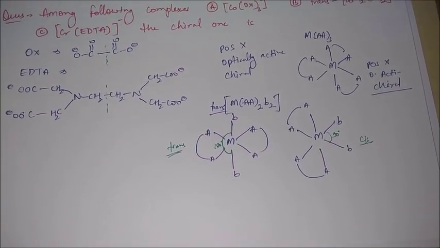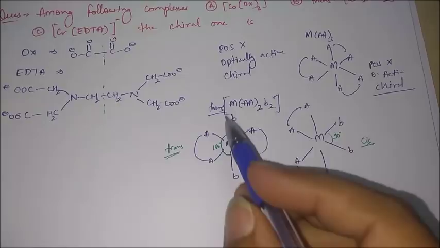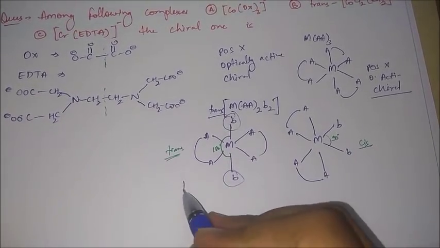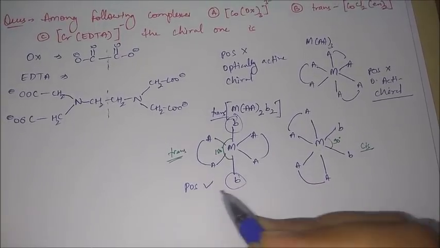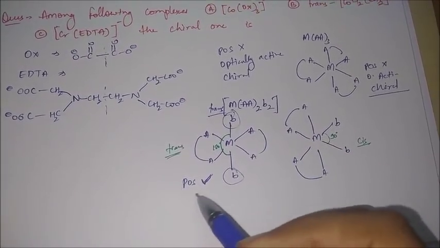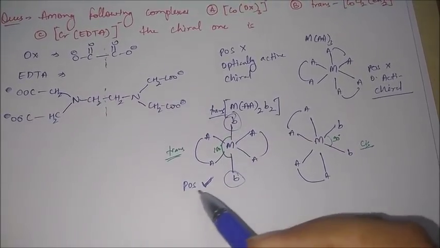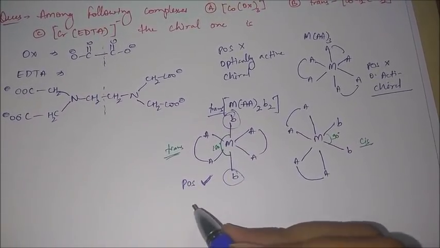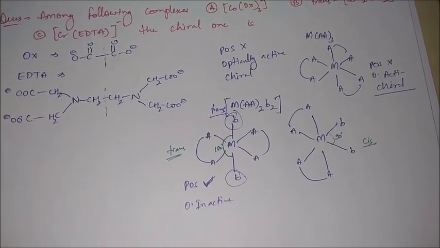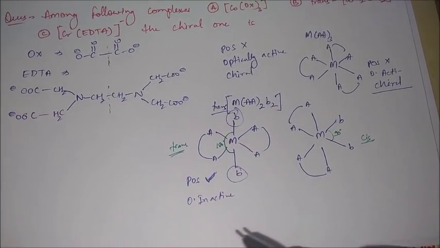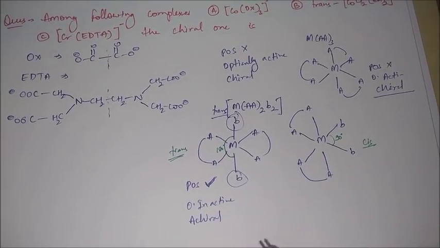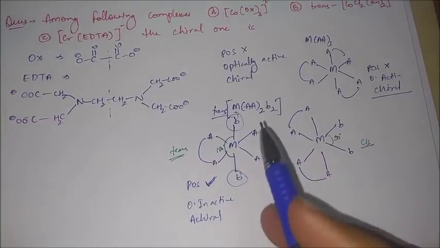Now this is of the kind that I have told you, that if on the axial line you have similar ligands, that means it possesses a plane of symmetry. So if the same ligands are there on the axial line, then this complex has a plane of symmetry, and if it has a plane of symmetry, then it is optically inactive. And if it is optically inactive, then it is achiral, this is not a chiral one. So this second one is not a chiral one.